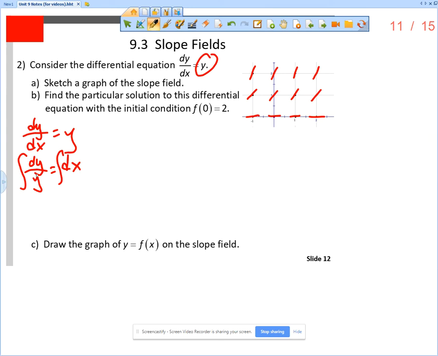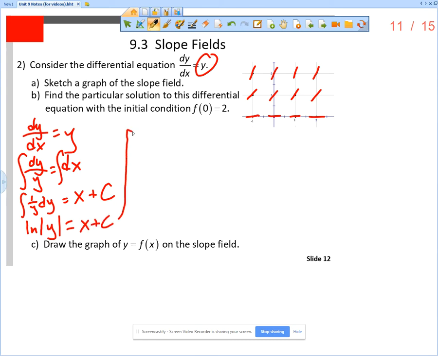All right, so dy over y. Remember, this is like 1 over y dy. So the integral of 1 over y dy is the natural log of the absolute value of y, equals the integral of dx, which is just x, and then don't forget about the plus c. So natural log of y equals x plus c.